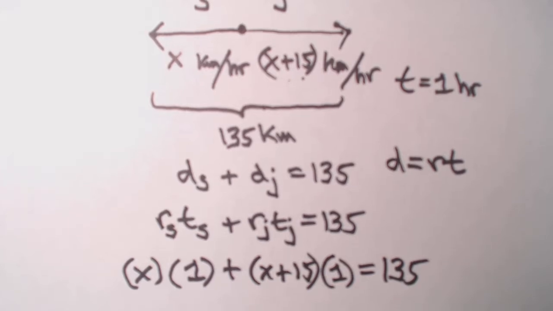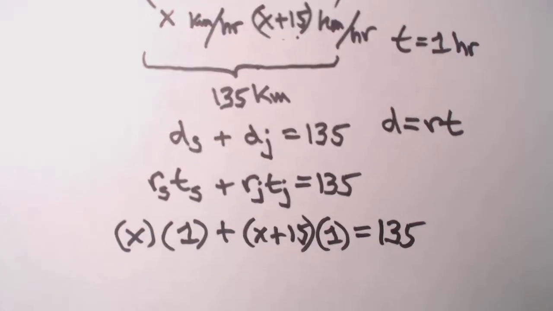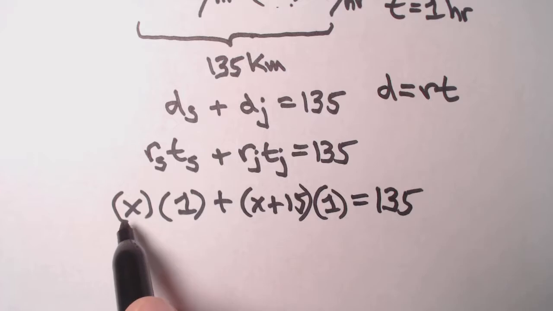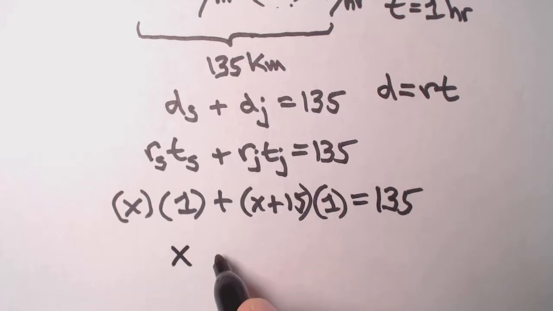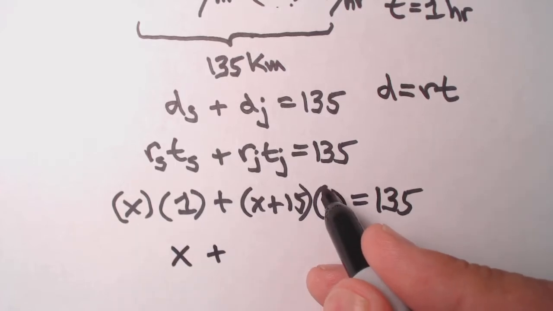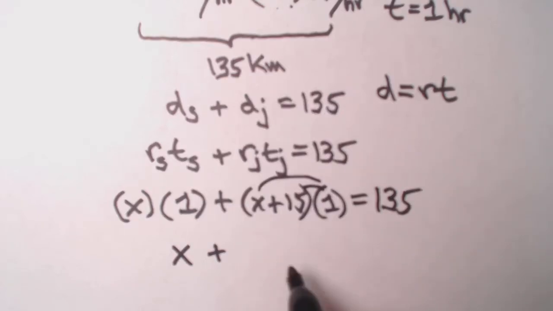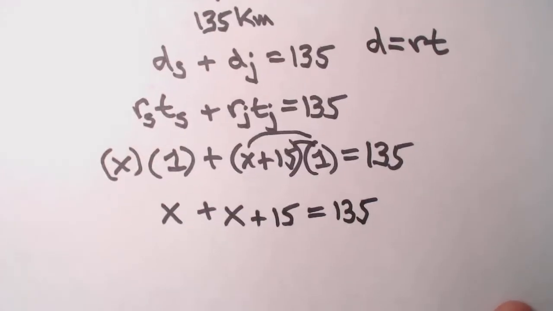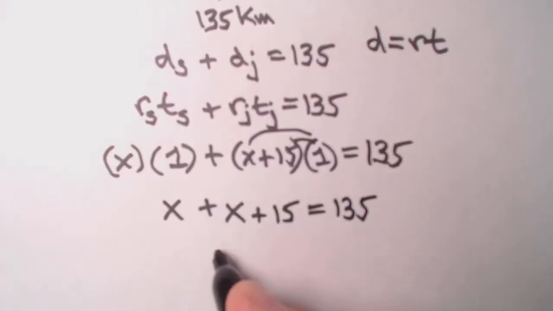Now what this means is we can turn around and solve this equation to come up with our answer for X here. X times 1 is just X, plus now we're going to distribute the 1 in. That's not hard to do. 1 times X is X. 1 times plus 15 is plus 15, and that equals 135. Well, now we're getting closer to the solution on this. I've got 2x over here plus 15.